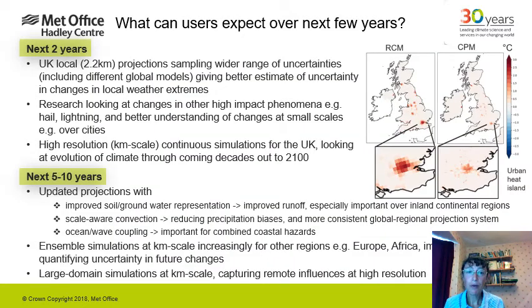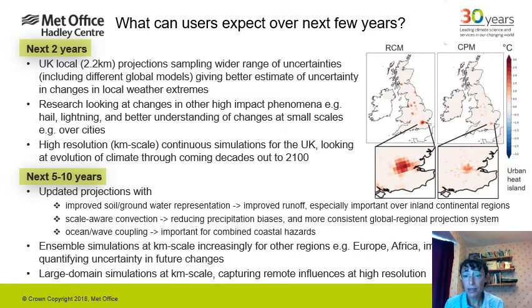So finally, what can users expect over the next few years? So in the next 2 years, part of the UK CP project, we'll be delivering projections sampling a much wider range of uncertainties, so now downscaling different global models. So that's important as it will allow us to give a better estimate of uncertainties in changes in local weather extremes. Also research looking at changes in other high impact phenomena, hail and lightning, and a better understanding of changes at small scales over cities.